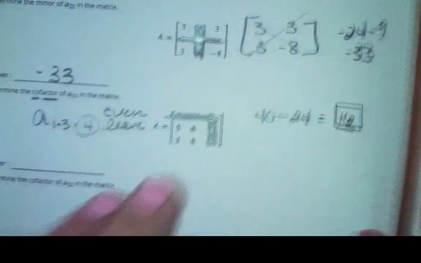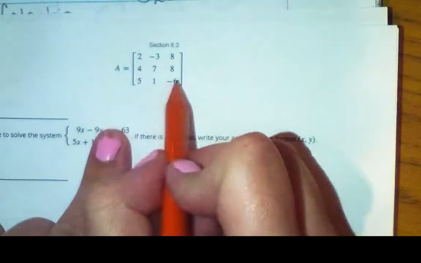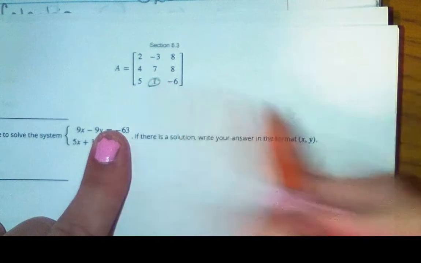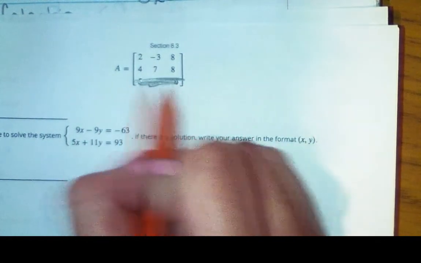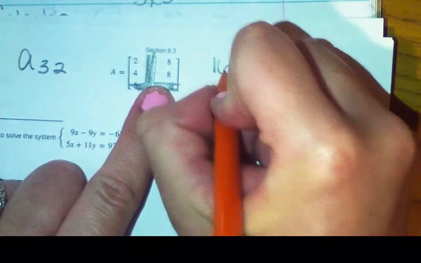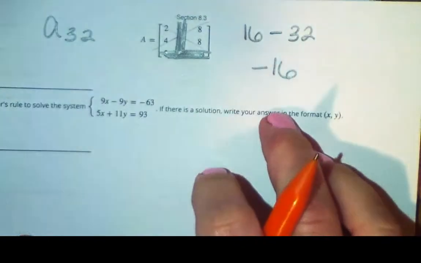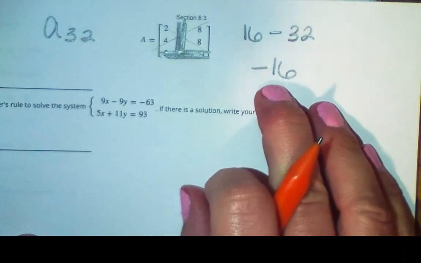So let's do another one. I've got the cofactor of A32. Third row, second spot is a 1. So I'm going to kill his row, and I'm going to kill his column, and I'm finding the cofactor of A32. The determinant of what's left is 2 times 8 is 16, minus 8 times 4 is 32. So my minor is negative 16.